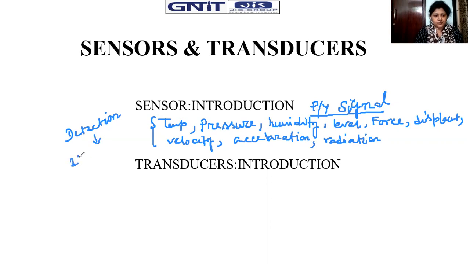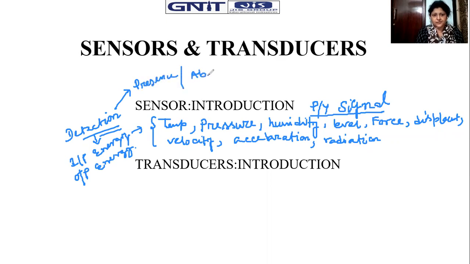Okay, so a certain kind of input energy will be converted into another kind or the same kind of energy at the output. So it is basically detecting the presence or absence of the physical signal. Now, in case of a transducer, it's quite different.